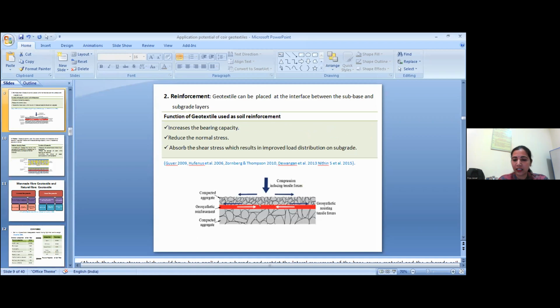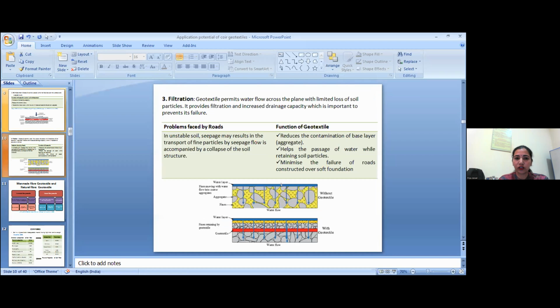When the geotextile is reinforced at the interface of base and subbase layer, on application of wheel load, it reduces the normal stress and it absorbs the shear stress which could have been applied on the base layer, and it improves the lateral restraint of the base layer due to the tensile strength of this coir geotextile, and further it helps in improving the load distribution more uniformly.